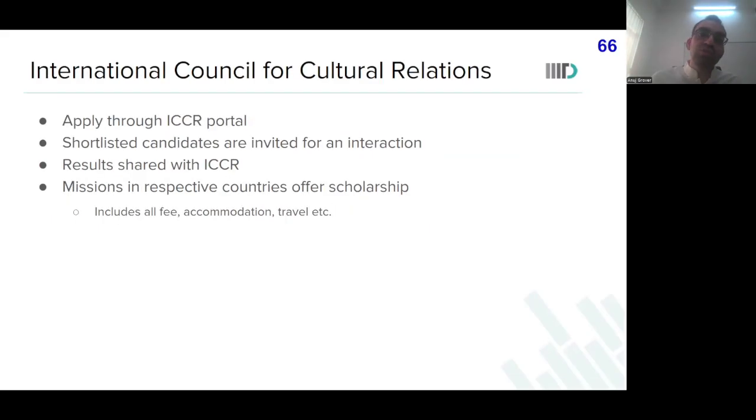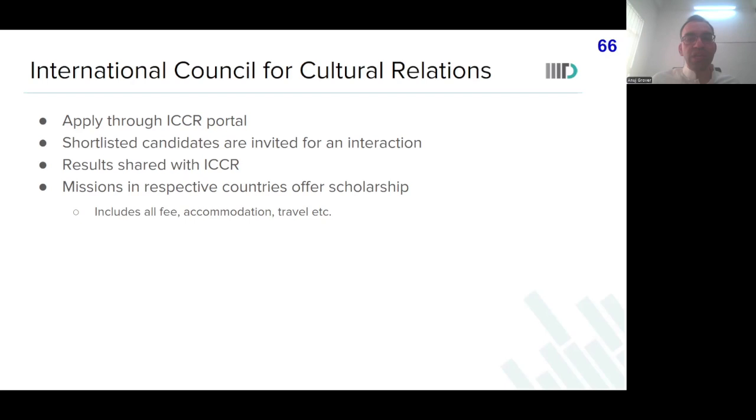Another route of admission is through ICCR. The International Council for Cultural Relations offers a scholarship for the tuition fees, even the hostel fees, and also travel from the home country to India. Here, you directly apply on the ICCR portal. The shortlisted candidates are invited for an interaction, and the results are shared with ICCR. After we share the results with ICCR, we have no control over how the missions in the respective countries distribute these admissions and the scholarships to the students.